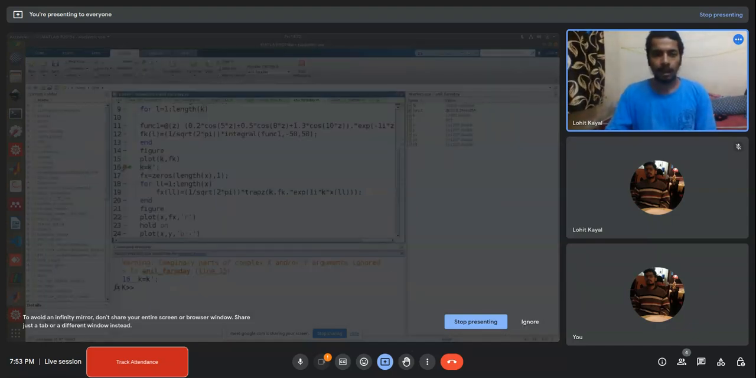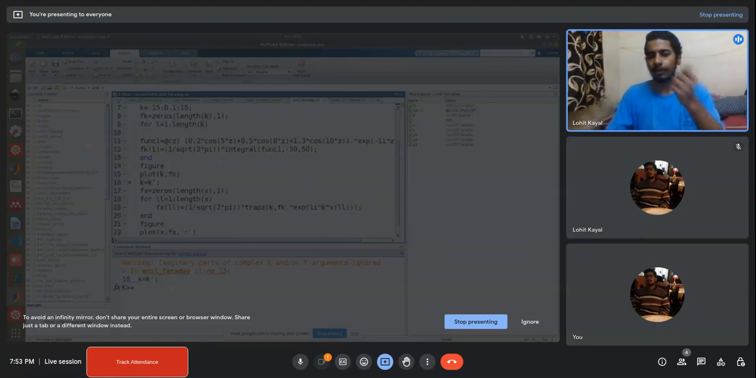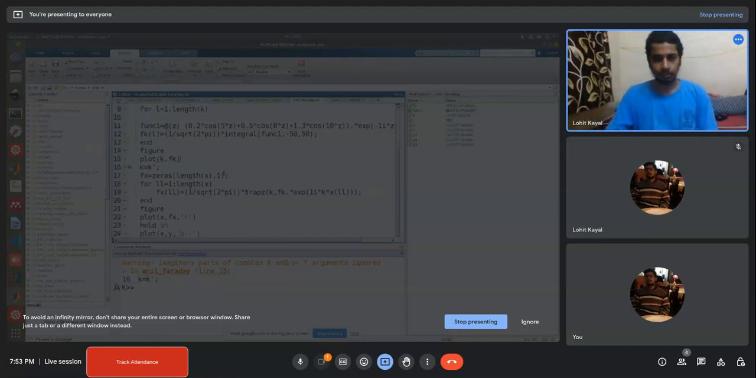Now after that I need to get back my original function and compare with the initial function. The initial function is the y, and from this f tilde, this fk, I will get back fx using the inverse Fourier transform. So I have done it over here. Here I am using trapz. Why am I using trapz? Because I do not have any functional form of fk. I only have fk as data points, and when I have data points I cannot use integral, I need to use trapz. So I have done exactly that.